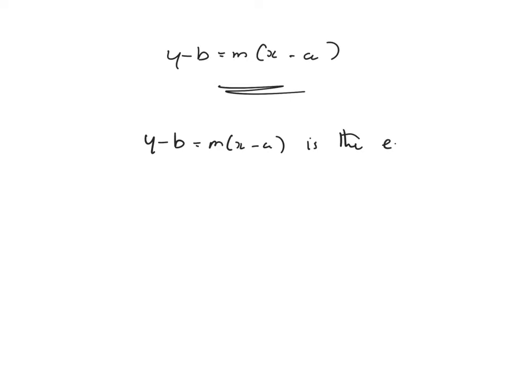Okay, there's an alternative equation of a straight line: y minus b equals m bracket x minus a. So y minus b equals m bracket x minus a is the equation of a straight line. It's a second equation of a straight line that we can use. It's sometimes more useful.